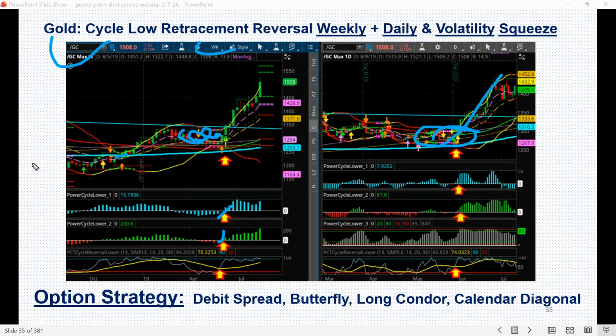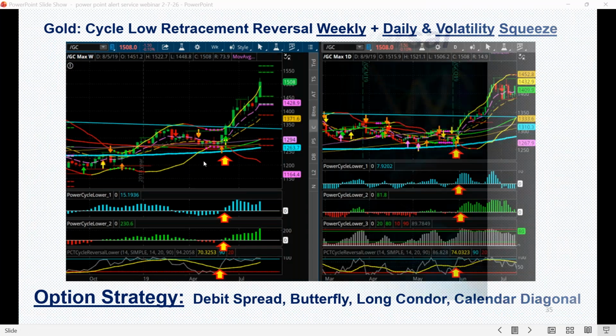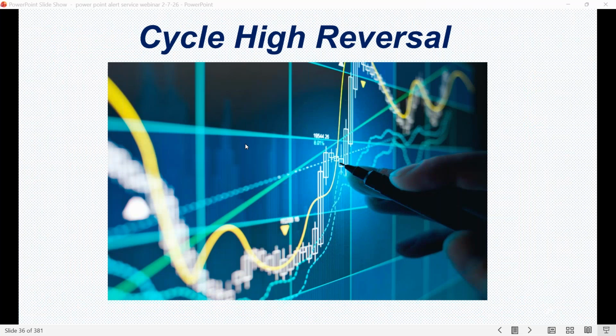upside. So these are the type of trade setups I look for to do with this pattern: either debit spreads, butterflies, long condors, and calendar diagonals. So those are the typical setups that I'll look to put on and apply to that kind of pattern.